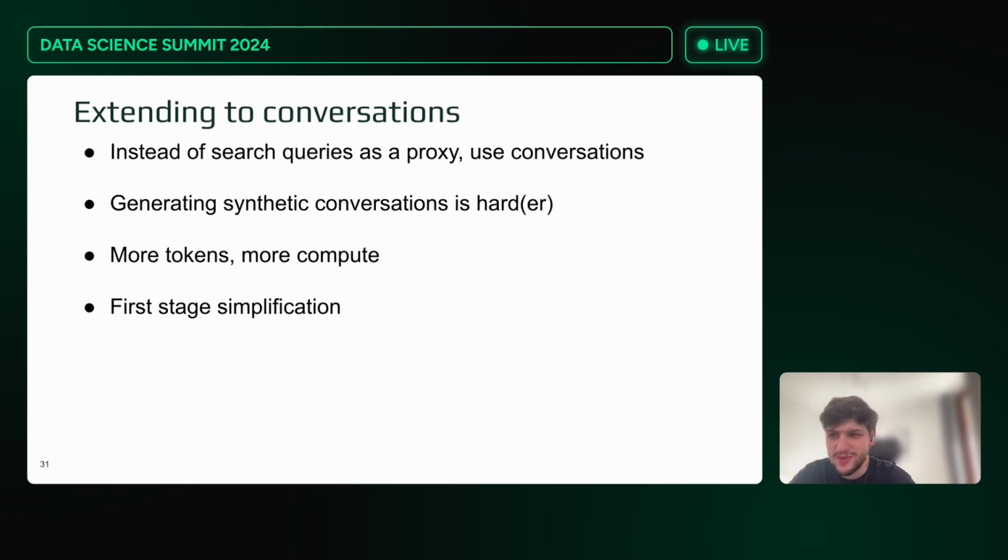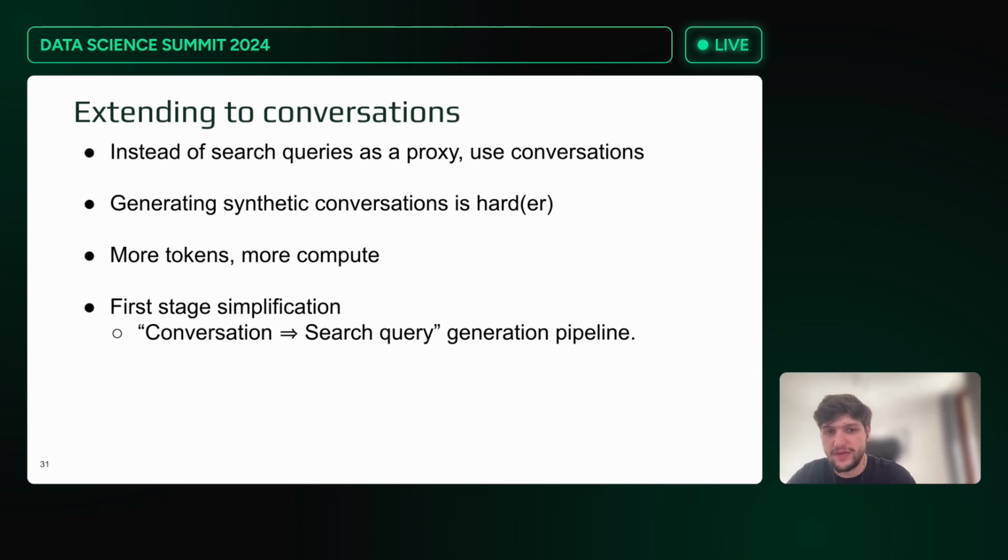So here I just want to offer you one first stage simplification to think about, and this is how we internally approach the problem as well: first we built a conversation to search query generation pipeline. We took conversations and tried to generate two or three search terms or search queries that capture what the user in the conversation wants to do. Let's say the user asks, hey, I'd like to refund the order that I did, because the package arrived broken. So we would generate "refund order" as a search query.